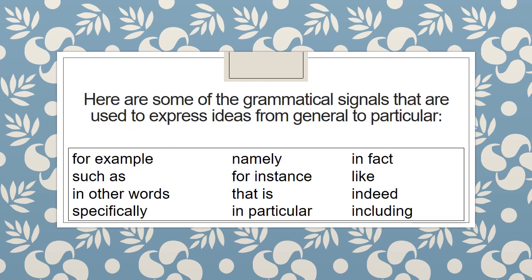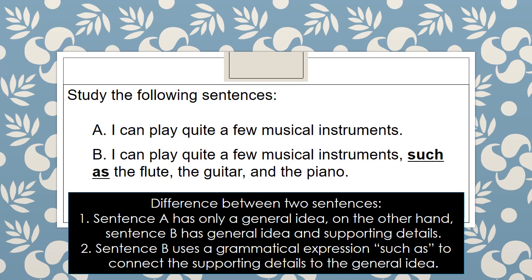So here are some of the grammatical signals that are used to express ideas from general to particular. These are, for example, such as, in other words, specifically, namely, for instance, that is, in particular, in fact, like, indeed, and including. So these are the grammatical signals that we use to express ideas from general to particular.